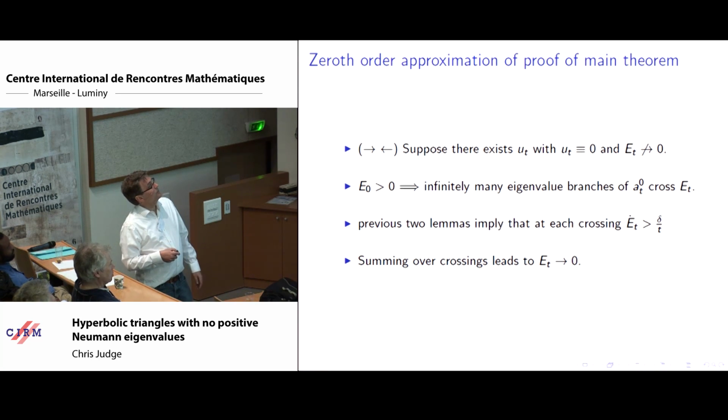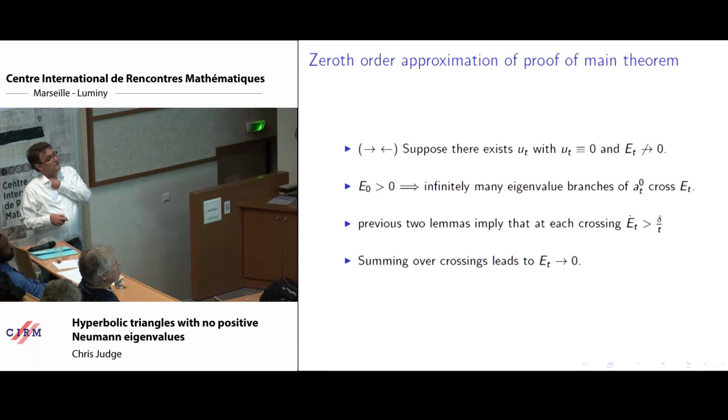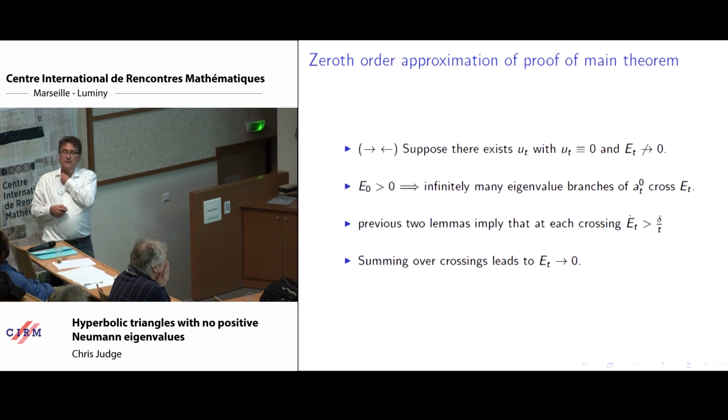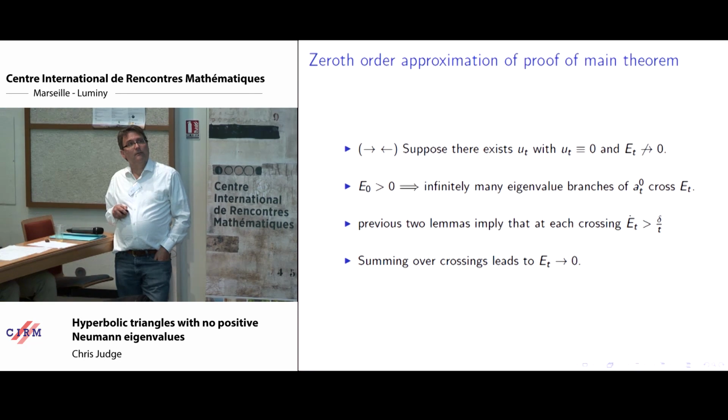Okay, so that's the 0th order approximation of the proof. Again, we're going to assume that there exists a UT that's a cusp form. And on the one hand, I didn't discuss this, but we know E0 has to be bigger than 0. Basically, the idea is that just like with the AT branches, there's no way you could have a 0th mode in your, unless you were, I haven't discussed this, I don't have time.